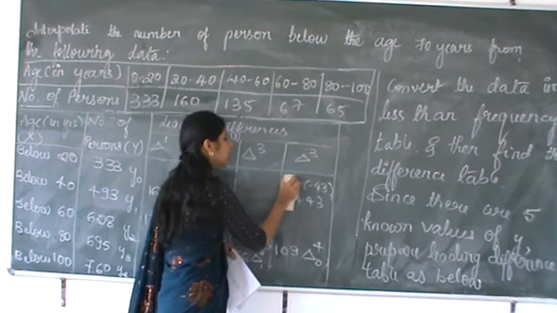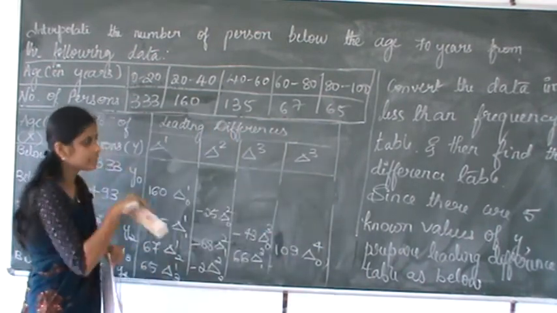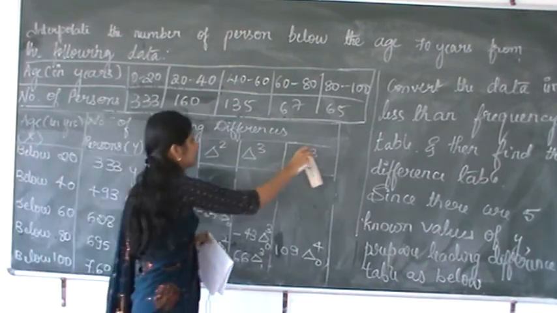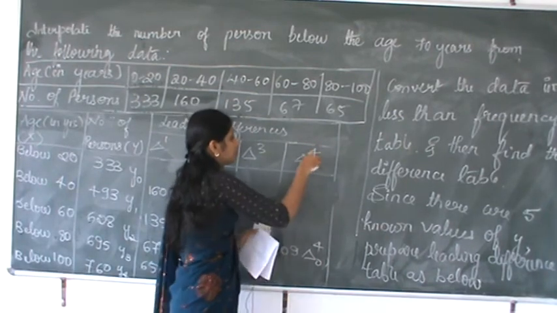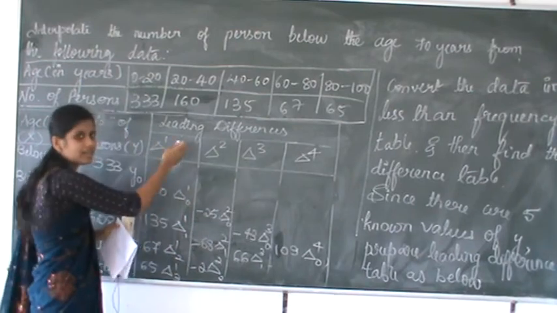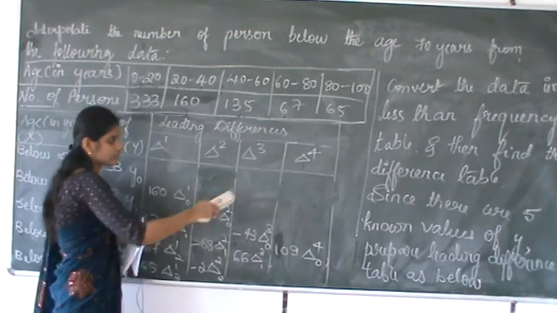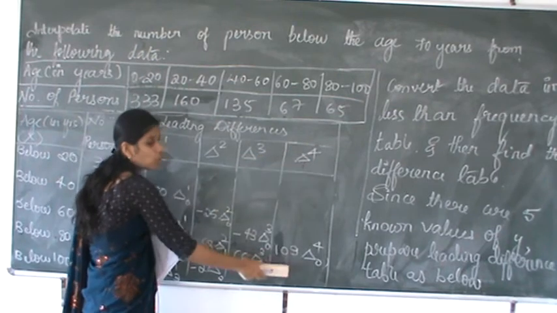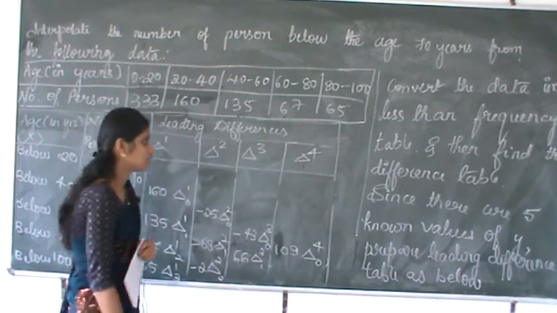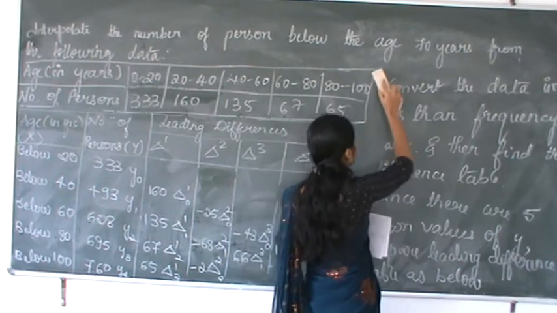Like this we have to calculate the leading difference table. This is delta raised to 1, second leading difference, third leading difference, and this is the fourth leading difference. So in the fourth leading difference it will be 109, delta 0 raised to 4. Now we will apply the formula.